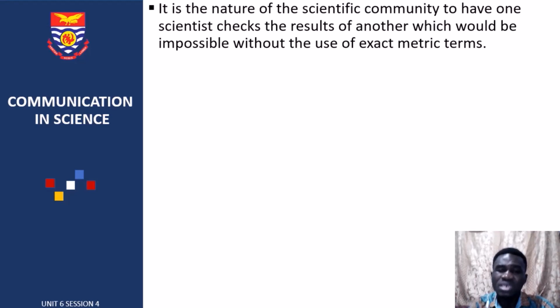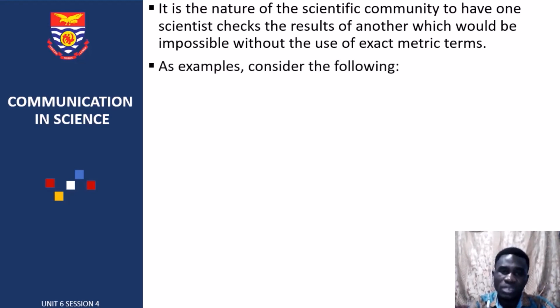So in science, exactness is important for ensuring better communication and for replicating research. It is the nature of the scientific community to have one scientist check the results of another, which would be impossible without the use of exact metric terms. You can conduct a research in one area, let's say Central Region, and we can conduct the same experiment in Volta Region to find out whether your findings in Central are the same or there are some contradictions. We can only do this when you give exact meaning. You speak directly, and we are able to make meaning out of what you present, when you present your data using the metric terms.